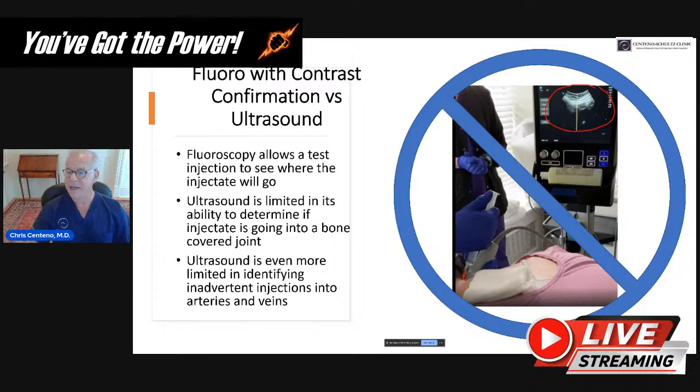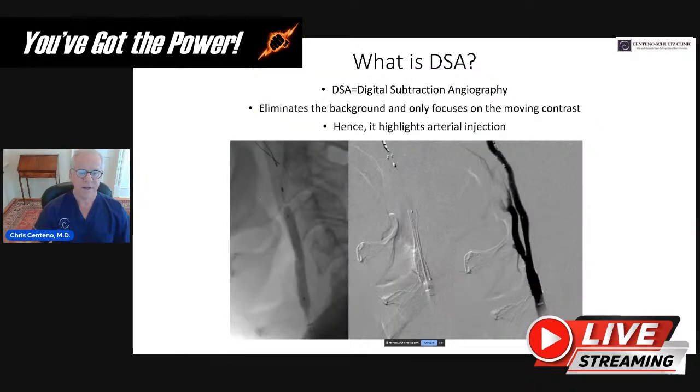You really can't see the vertebral artery in this image. Even if you could see it using something like Doppler, you wouldn't know if you were inside it. So the bottom line is that fluoroscopy is the way to go here, meaning X-ray guidance, because it allows you to do a test injection with contrast and make sure that's safe before you have to inject something else. And with ultrasound, you're just injecting what it is you're injecting. In addition, as I'm going to show you, by using contrast, we can use things like digital subtraction angiography to keep the patient safe. So what is this DSA?